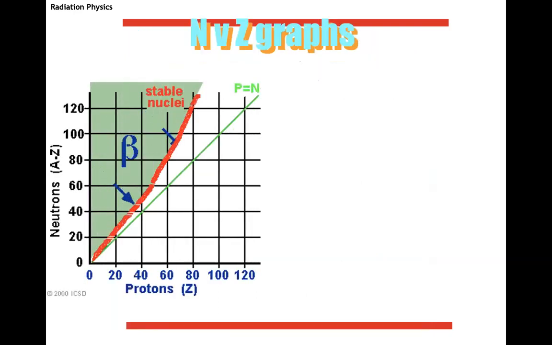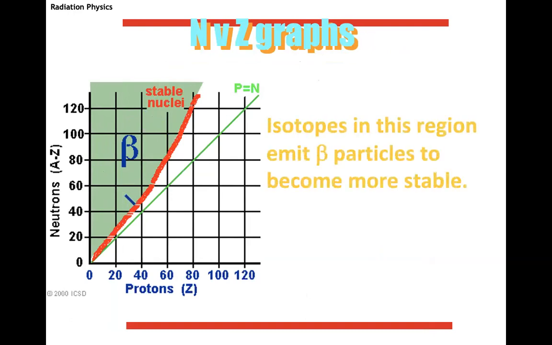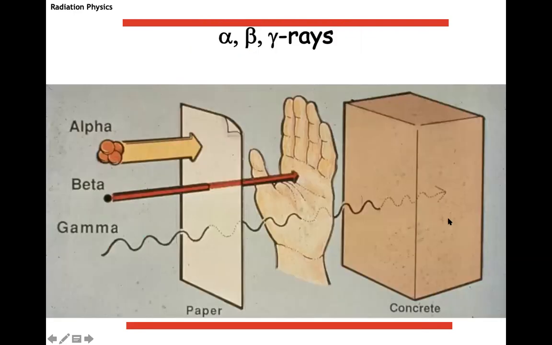Again, this is the neutron versus charge plot that shows that isotopes in this region will emit beta particles to become more stable. Let's say you have an isotope in this position, you have too many neutrons, so you can use beta decay to go into a more stable position, because then the neutron number is decreased by 1 and the number of protons is increased by 1.